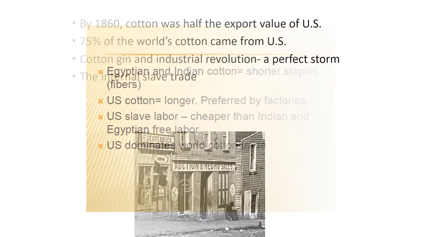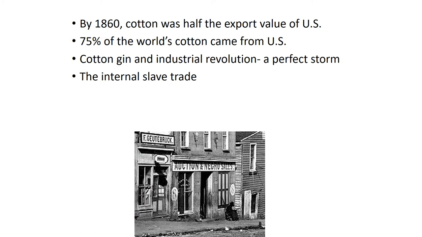What does that mean? So out of all the stuff that the United States produced and shipped overseas to sell to other countries, more than half of it was cotton, and the other, slightly less than half, was everything else put together. So that by 1860, 75% of the world's cotton was coming from the United States. And what that really means is that it was coming from the South.